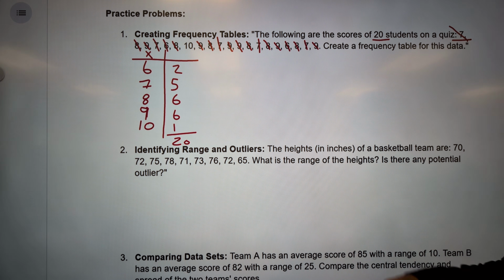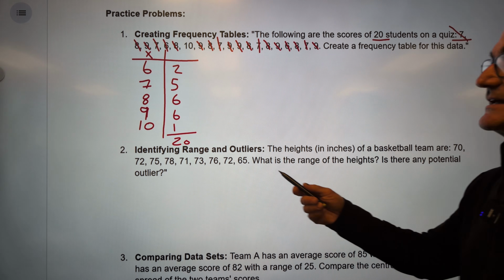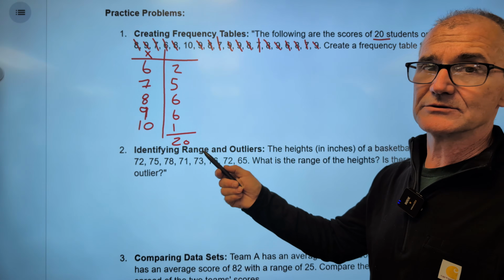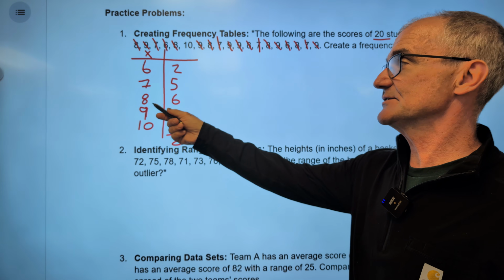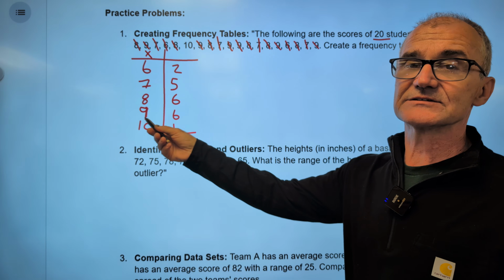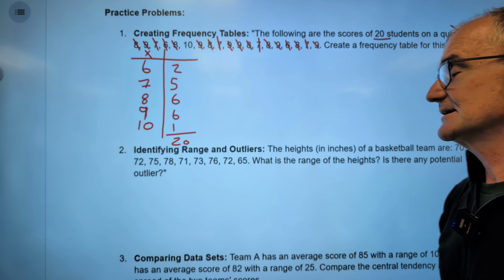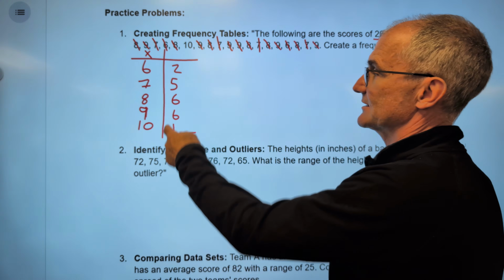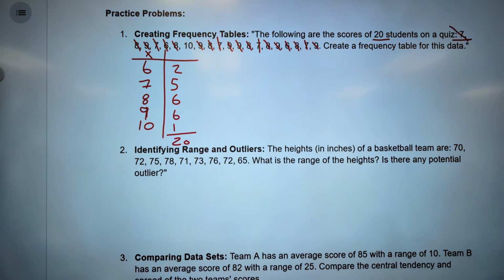mode. The mode, remember, is the most frequent value. This set of data is called bimodal. It has 2 modes. There are 6 values of 8 and 6 values of 9. So you would say it is bimodal. Both 8 and 9 are the most frequent.